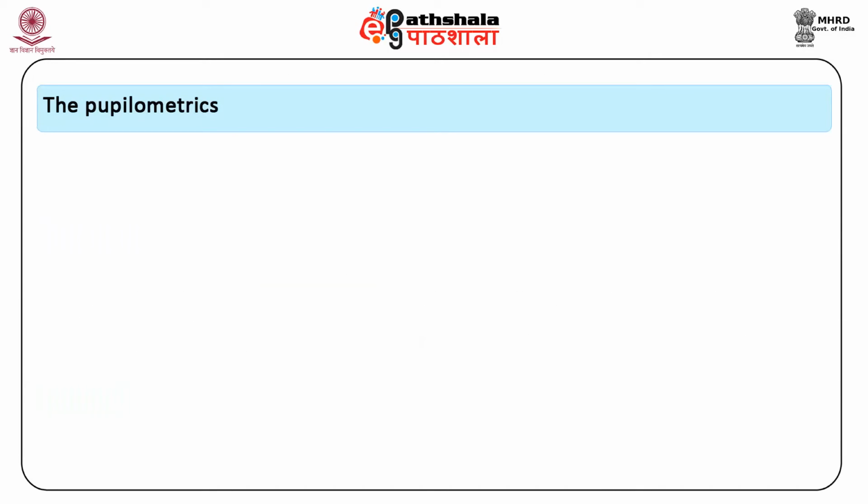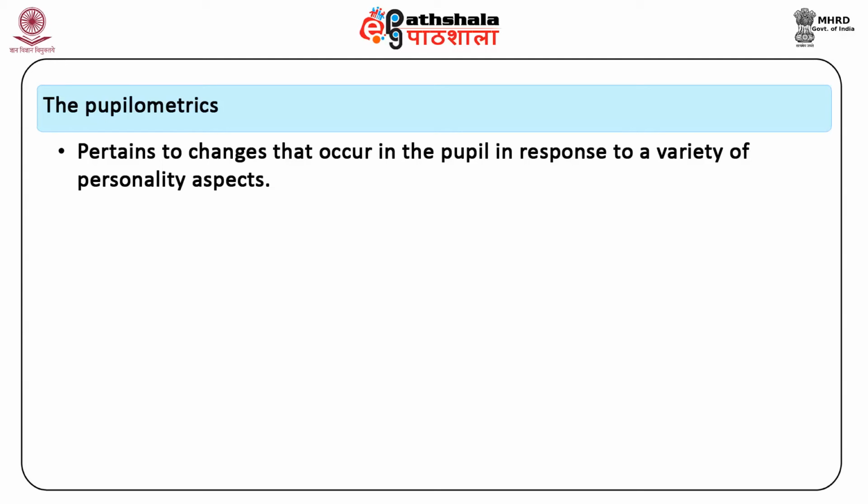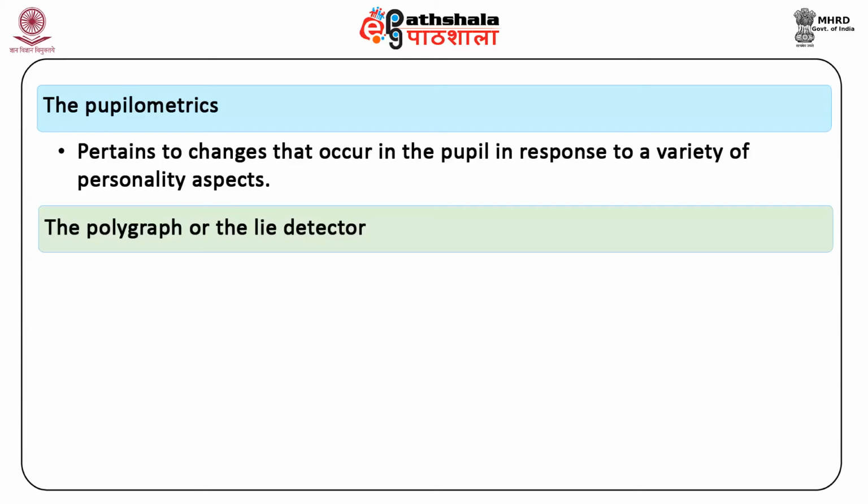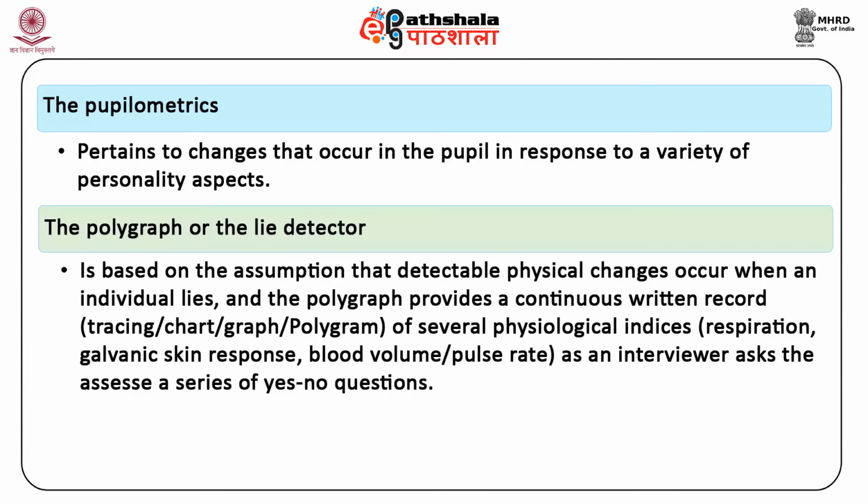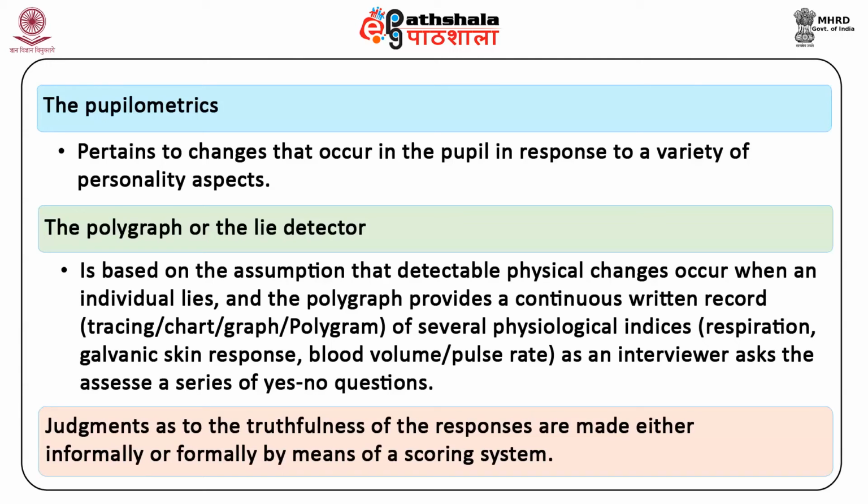The pupillometrics pertains to changes that occur in the pupil in response to a variety of personality aspects. The polygraph or the lie detector is based on the assumption that detectable physical changes occur when an individual lies, and the polygraph provides a continuous written record of several physiological indices as an interviewer asks the assessee a series of yes-no questions. Judgments as to the truthfulness of the responses are made either informally or formally by means of a scoring system.